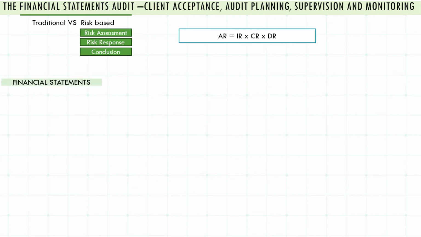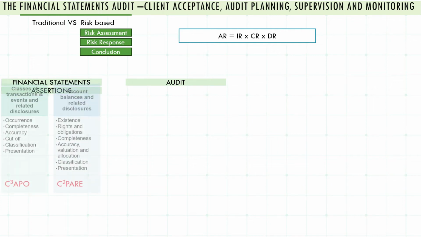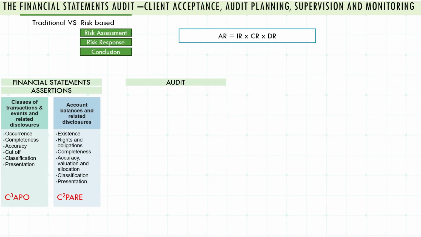However, looking into the financial statements and the audit side, we are reminded that the financial statements are made up of assertions. Assertions are the claims of management. These are the stories of management. This is what management is trying to tell us. And these assertions, based on the PSA 315 2019 revision, are categorized into two. We have assertions relating to classes of transactions and events and related disclosures, and assertions relating to account balances and related disclosures. I have provided the suggested mnemonic, but you could always make use of your own, whichever one makes you remember these better.